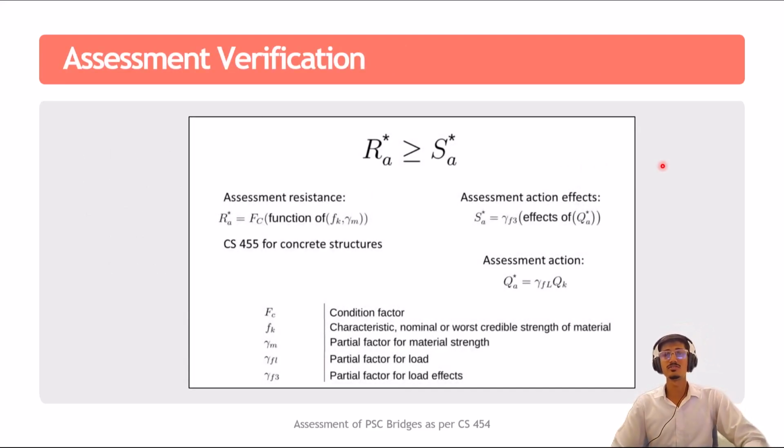Then the assessment verification. The basic requirement of this entire process is that the resistance of the section is greater than the action effect. The resistance would depend on FC, the condition factor, and also a function of Fk and gamma m, where Fk is the characteristic nominal or worst credible strength of the material, and gamma m is the partial factor for material. Similarly, the assessment action effects would depend on gamma F3, which is the partial factor for load effects, and QA, which itself depends on gamma FL. Again, it is a partial factor for loads and the assessment actions.